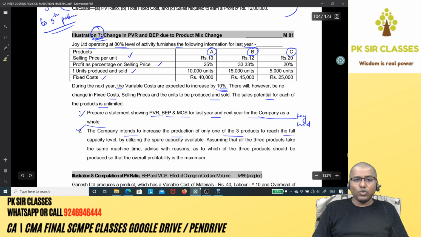Next, the second one is the company intends to increase the production of only one of the three products to reach the full capacity level by utilizing the spare capacity available. Because right now it is operating only at 80%. So there is a spare capacity of 20%. Assuming that all the three products take the same machine time, advise with reasons as to which of these three products should be produced so that the overall profitability is maximum. So that is the question.